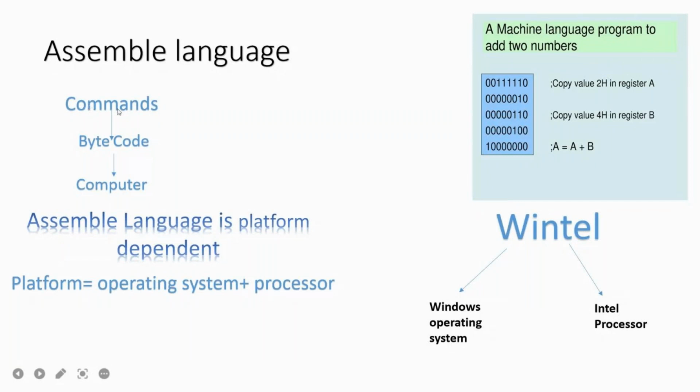Whatever commands you give are converted to bytecode, and that is what the computer understands. Your assembly language is platform dependent. A platform is nothing but the processor as well as your operating system. A simple example is Windows, which has the Windows operating system and an Intel processor. You will get a better understanding of what platform independent means in the upcoming slides.